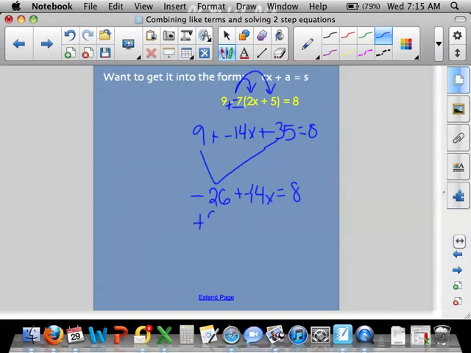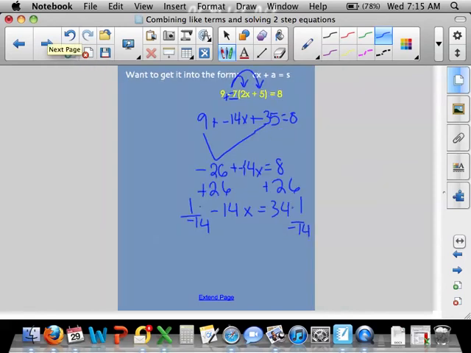Add the opposite of the addend. Negative 14x is equal to 34, multiply by the reciprocal of the coefficient. We're left with x is equal to, let's see, negative 7. I'm simplifying early. 17 over negative 7.